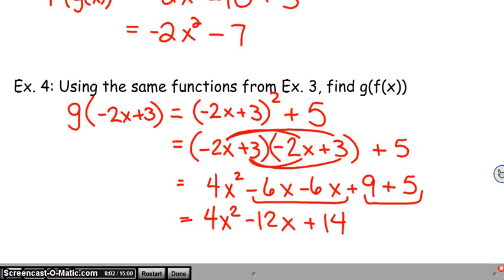And so we use the same functions this time, the f of x and the g of x, except one time we found f of g of x, and the second time we found g of f of x, and they came out to be different expressions. And they're supposed to, that's fine.